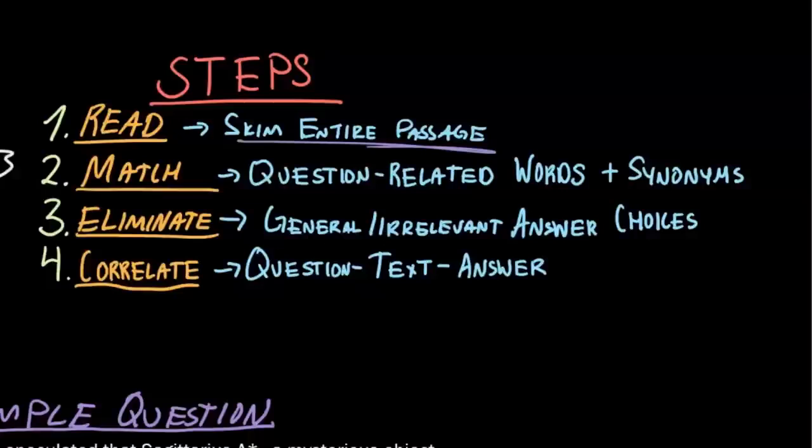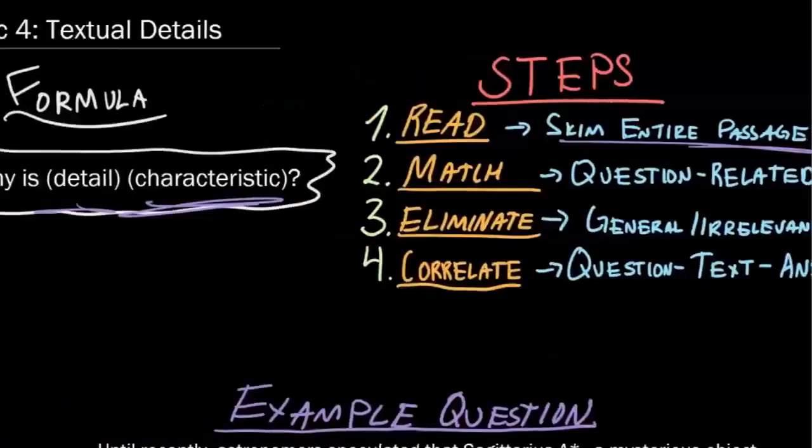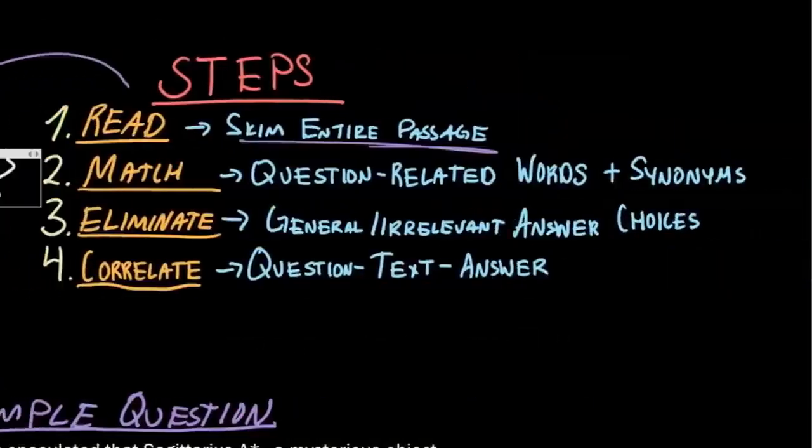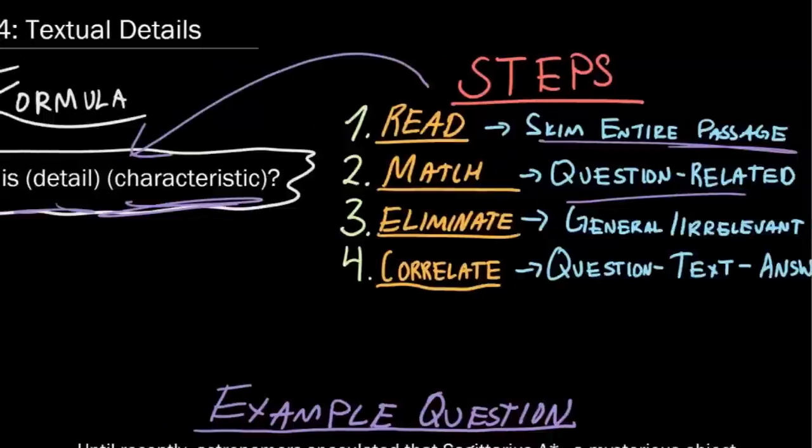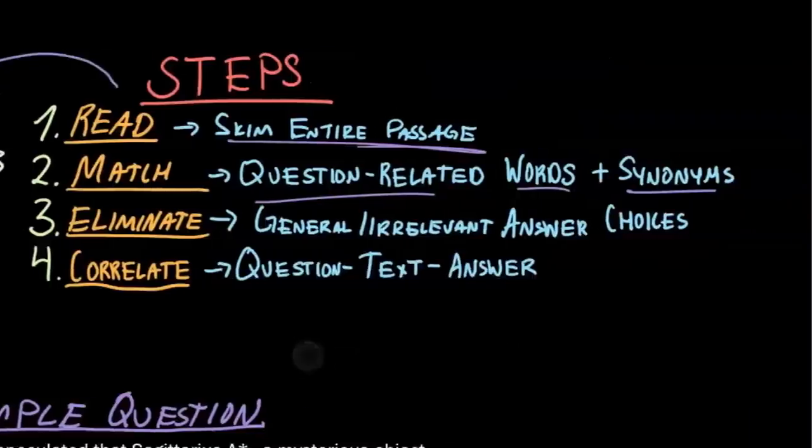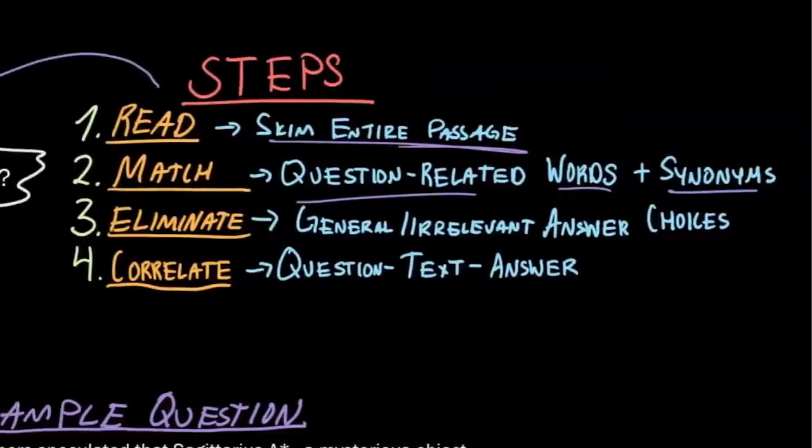First thing we want to do is skim the whole passage, especially the portions that may relate to the detail. Then we're going to match some question-related words and synonyms. So the question is going to have this detail, this characteristic. What are some synonyms of this characteristic that might pop up in the text? And then you want to match those. The next thing you want to do is eliminate something that's general, because we're looking for a detail here. We're not looking for a central or main idea. We're looking for information on a specific part of the text. So you're going to eliminate those kinds of answer choices, and anything that's irrelevant. Then you're going to correlate the question to the text to the answer.